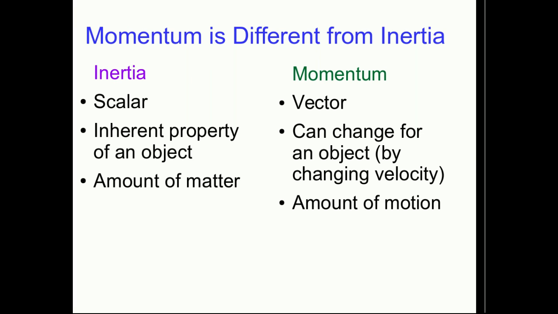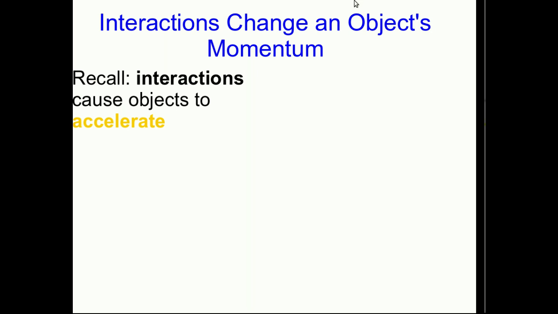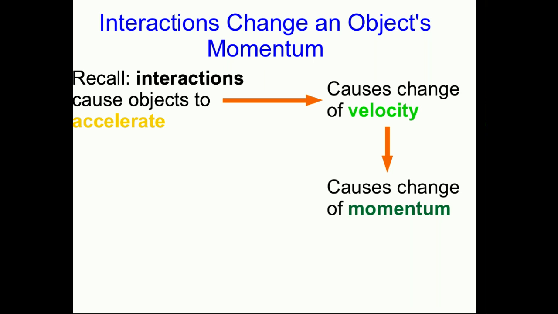Inertia is the amount of matter, but momentum is the amount of motion. And inertia is a resistance to change in velocity, but momentum has nothing to do with that. They do have one thing in common, though. They're both extensive quantities. Remember that interactions cause objects to accelerate. In fact, that's practically our working definition of what an interaction is. Well, acceleration is the rate of change of velocity, so interactions cause objects' velocities to change. But of course, momentum is calculated from the velocity, and so the other thing that's clear is that interactions change the momentums of objects.